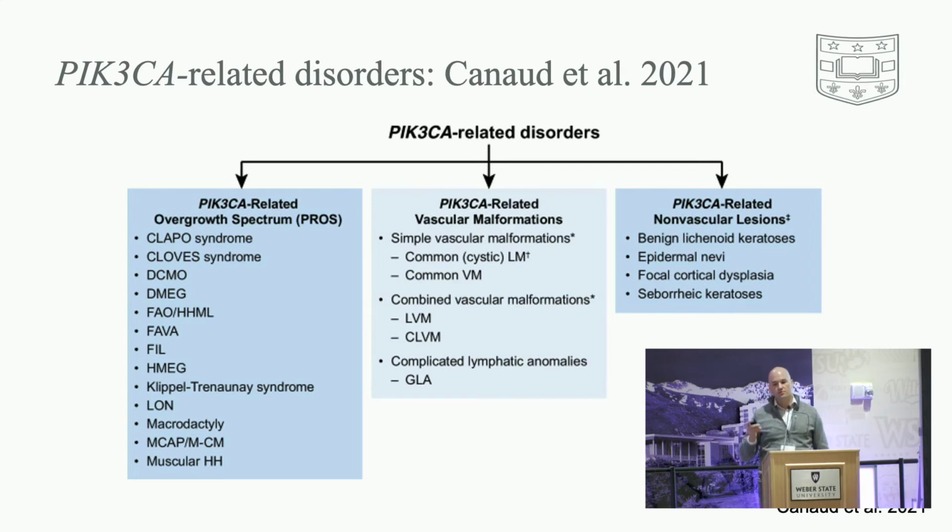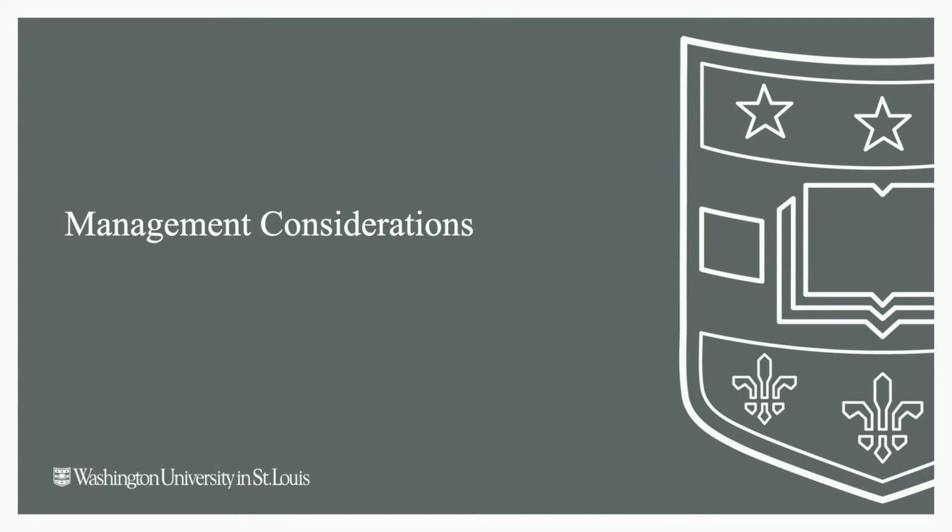So now the new proposed naming scheme is PROS, PIK3CA-related vascular malformations, and then there's another category of PIK3CA-related abnormalities that are not vascular, and we call them, overarching group, PIK3CA-related disorders. So that's my brief genetics, and everybody's still awake, so thank you for that. Now I want to talk about what the genetics teaches us about treatments.